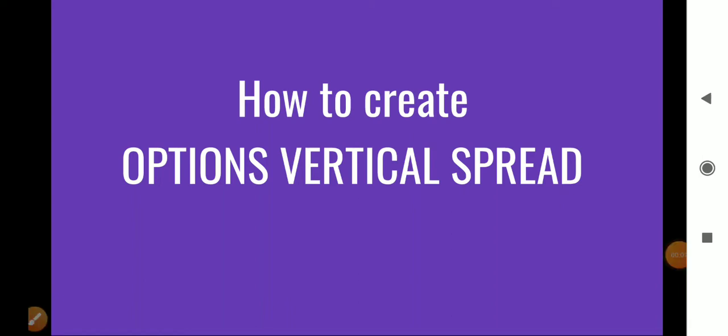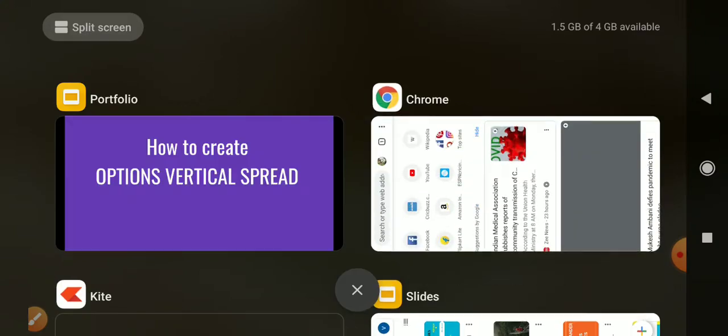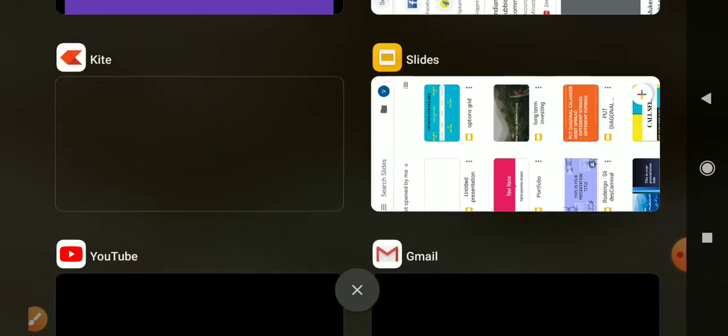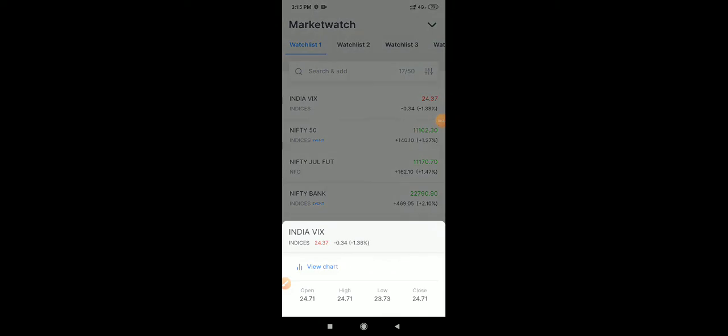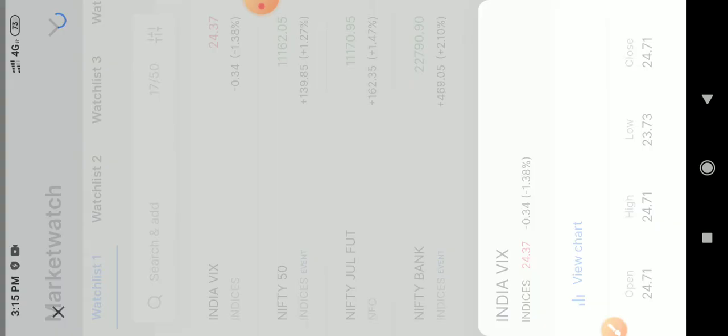Today I want to show you how to create an options vertical spread. It could be a debit one or a credit one, depending upon the situation. Now I am going to open Zerodha Kite. First we have to see the India VIX position. I am opening the chart.